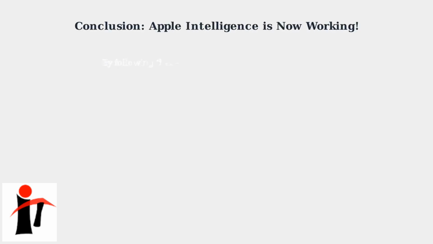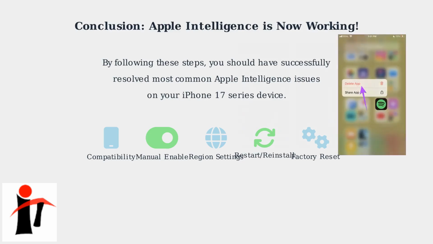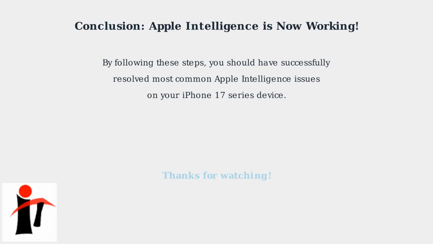By following these steps, you should have successfully resolved most common Apple Intelligence issues on your iPhone 17 series device. Remember to ensure compatibility with your iPhone 15 Pro or later model. Enable the feature manually through Settings, adjust region and language settings if needed, and try restarting your device or reinstalling apps. If the problem persists after these attempts, consider a factory reset as a final option. If issues continue, contact Apple support for further assistance. Apple Intelligence should now be working smoothly on your device.